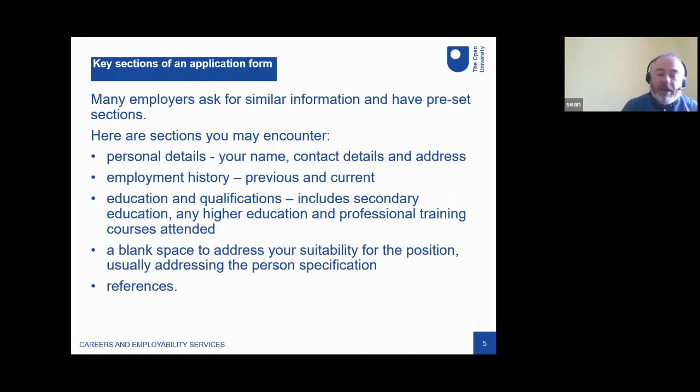And one of the key areas of the application form is the blank space that they usually ask, where they ask you to show how you're suitable for this position, or provide additional information. And that is really key that you fill in that space. It's not optional. So when you see a blank space saying, would you like to add more information in support of your application, make sure you do fill it in.